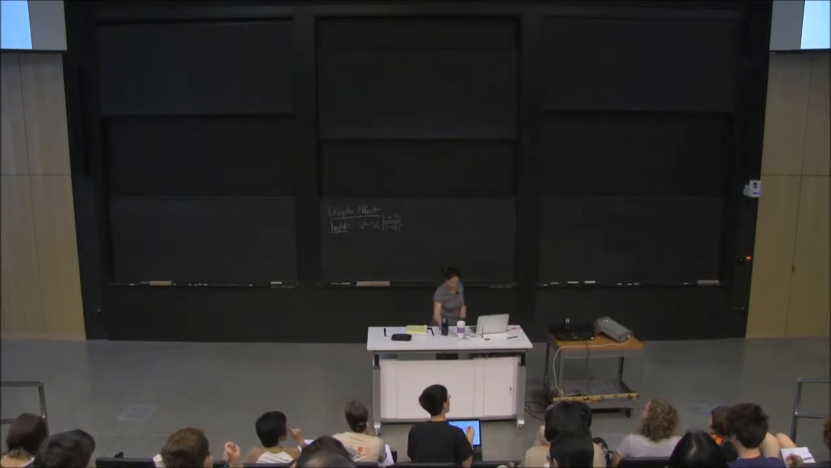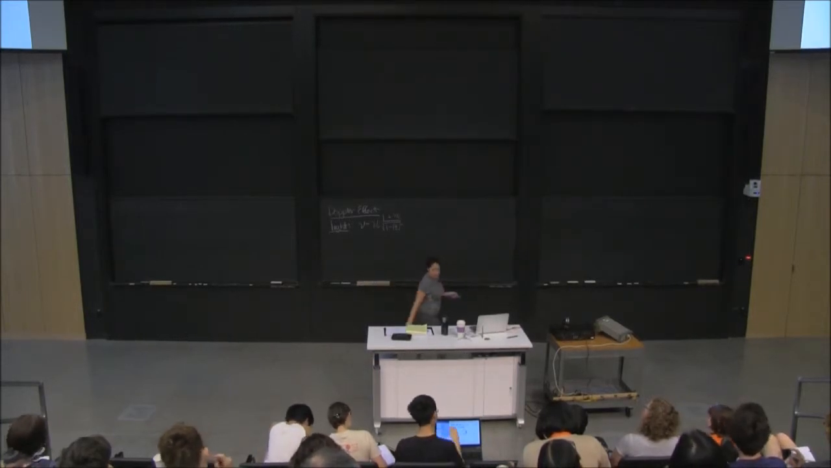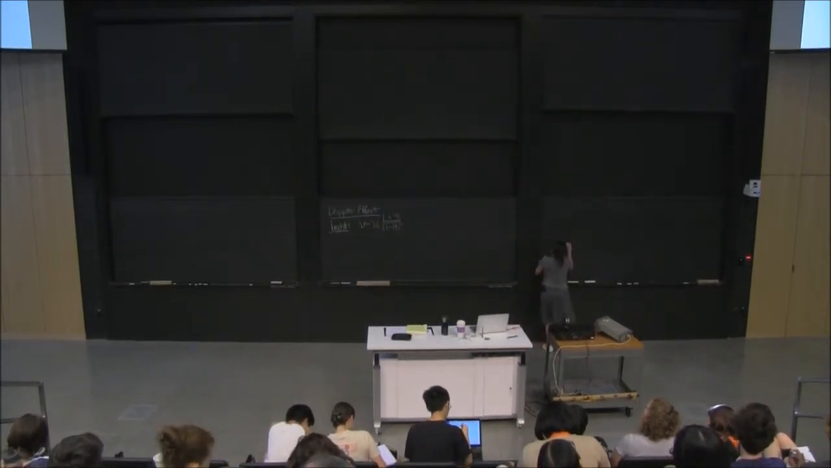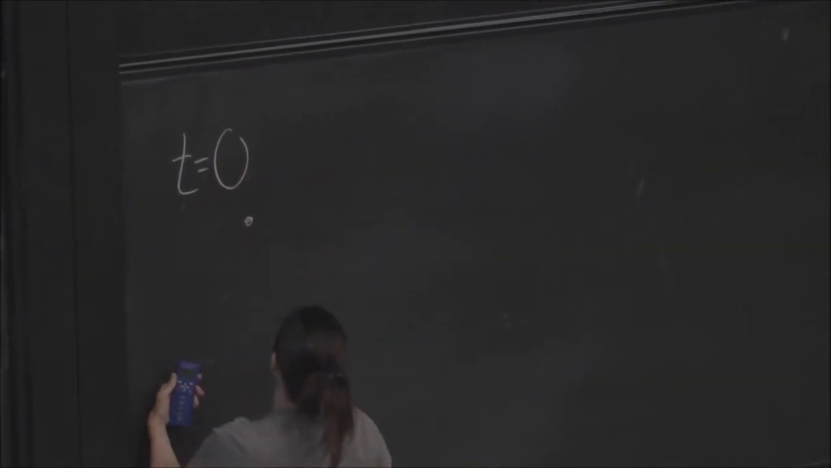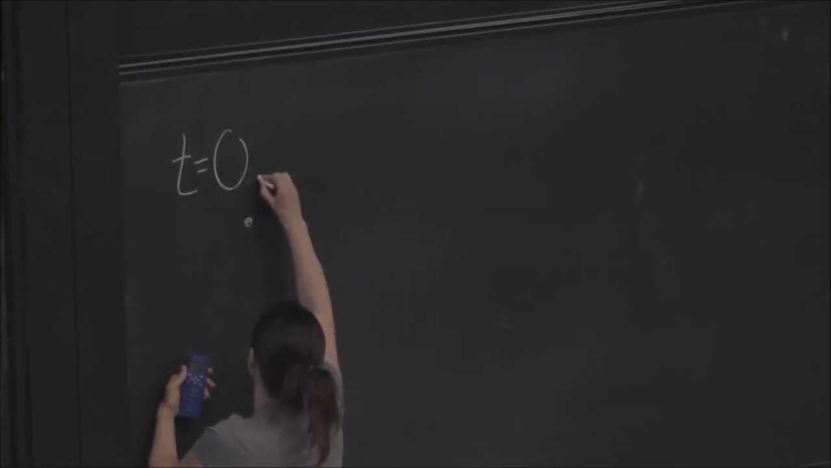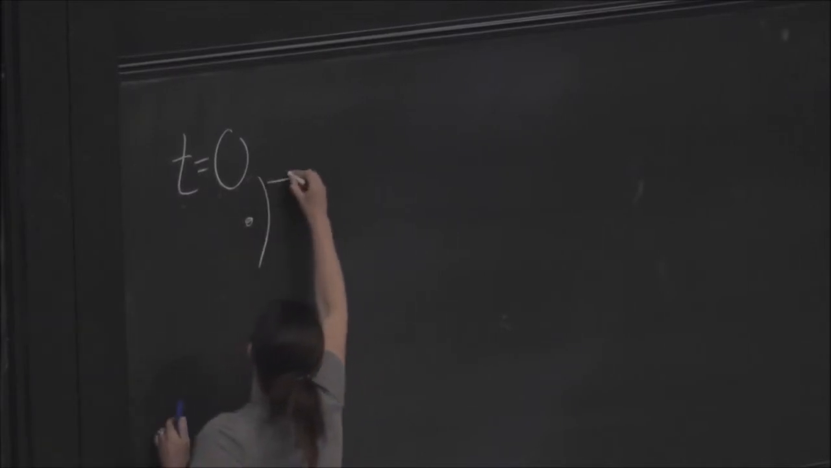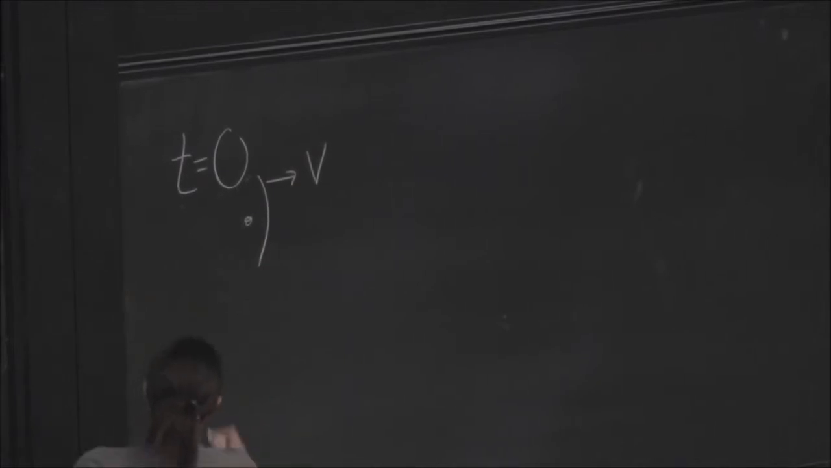So, let's describe how this works. Let's start off with a moving source. Let's draw some pretty pictures here. At t equals 0, we have our source, and it has emitted one wavelength, one peak. And that peak is going to be moving to the right with some speed v, which is the speed of sound.